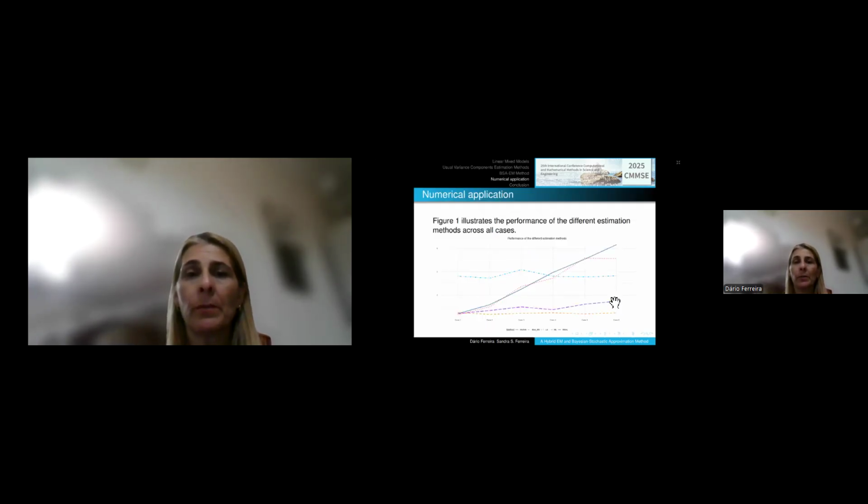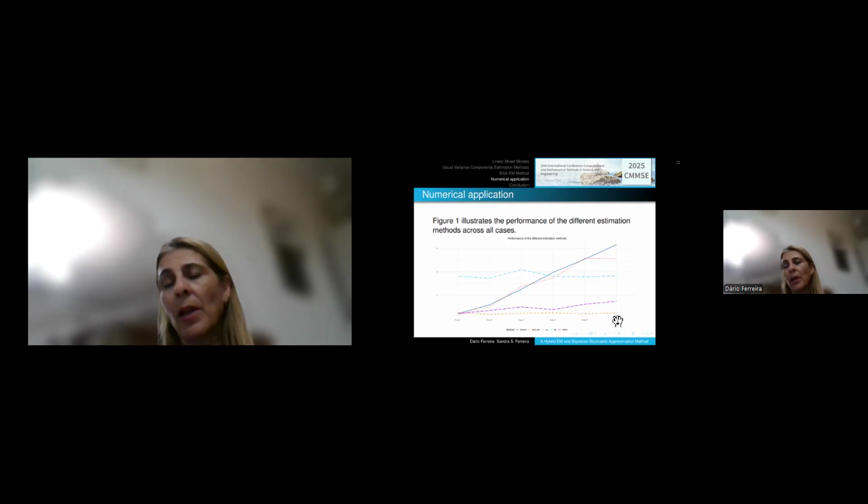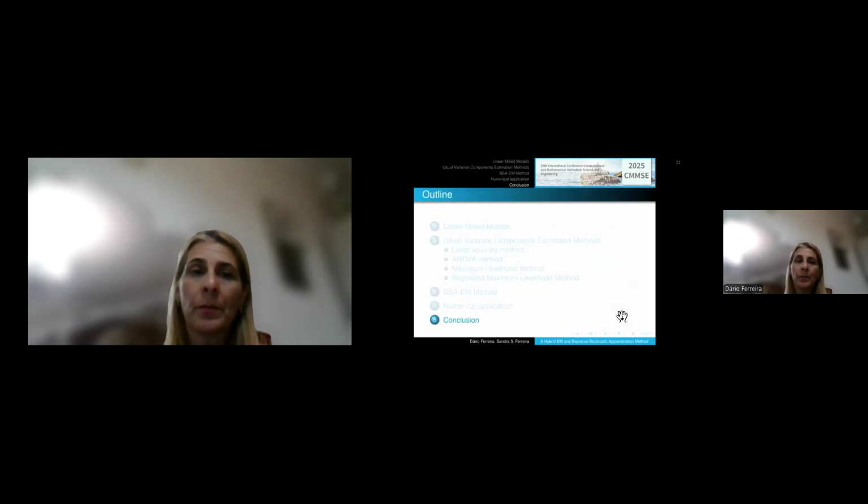So we have that in figure 1, an illustration of the performance of the different estimation methods across all cases, and our method is here in the yellow line and shows the lowest values.